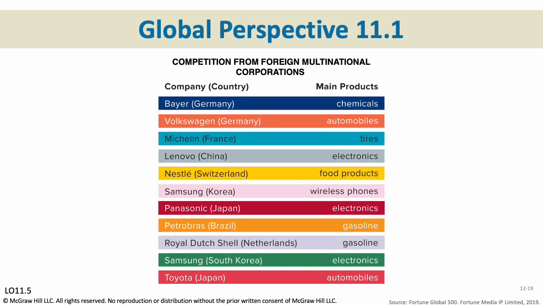So global perspective here. Competition from foreign corporations diminishes the market power of firms in the United States. So these are just some examples of large foreign companies. You've probably heard of all of these that compete with U.S. firms in American markets. So international trade and the effects of other companies, that also has an impact on local monopolies as well.